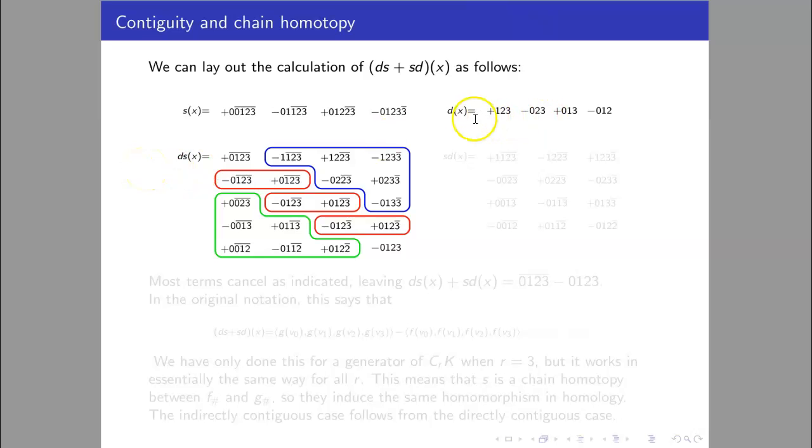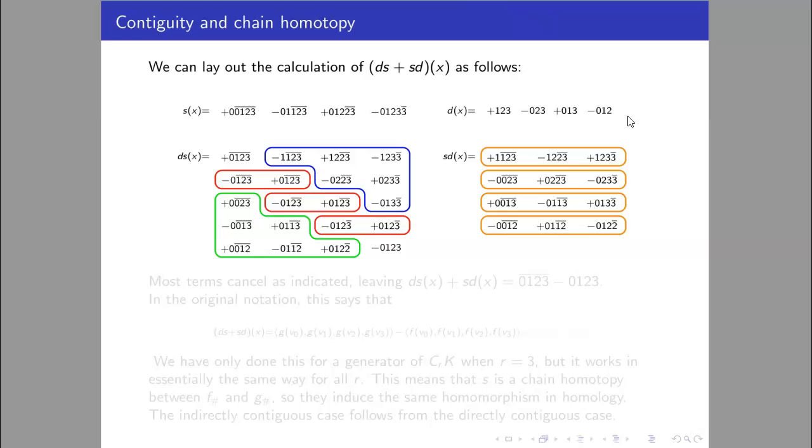So let's think about SD. So Dx, okay, x was just our 0, 1, 2, 3. You apply D to it, you get plus 1, 2, 3, minus 0, 2, 3, plus 0, 1, 3, minus 0, 1, 2. And then we apply S to that. Okay, so we've grouped this like here. We've got the 0, 1, 2, 3, and apply S to that.